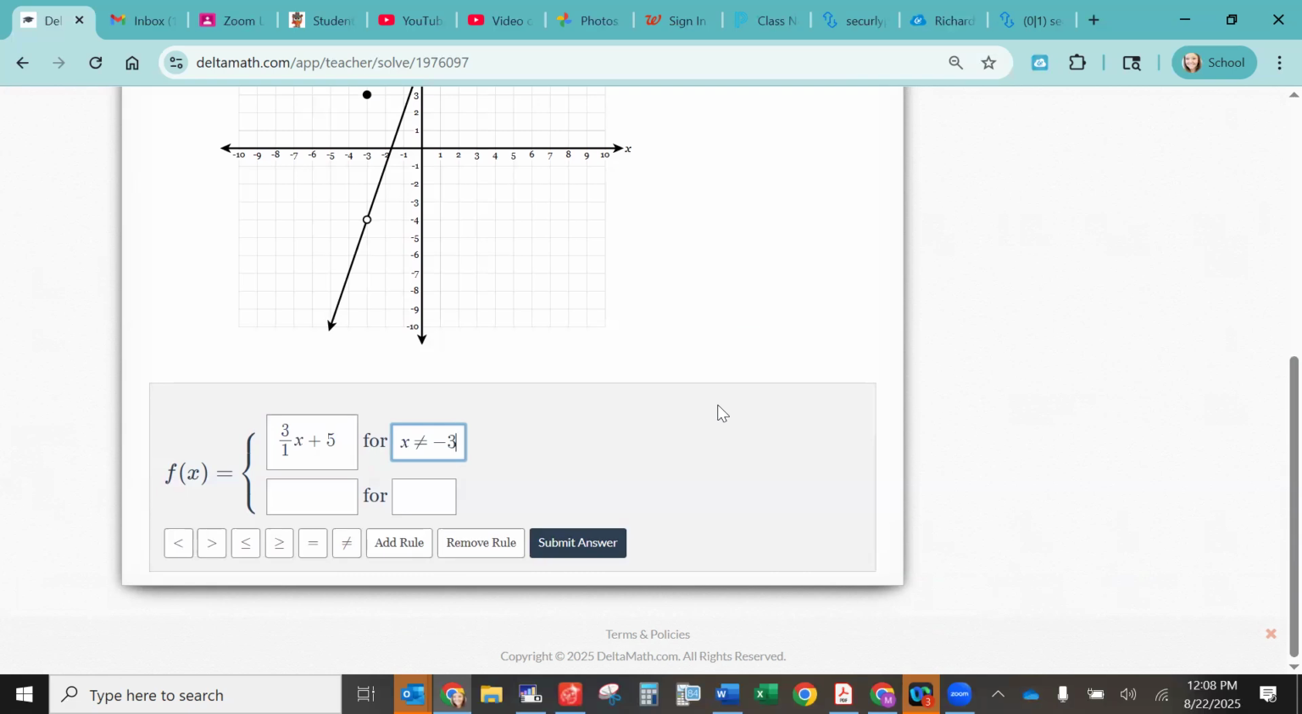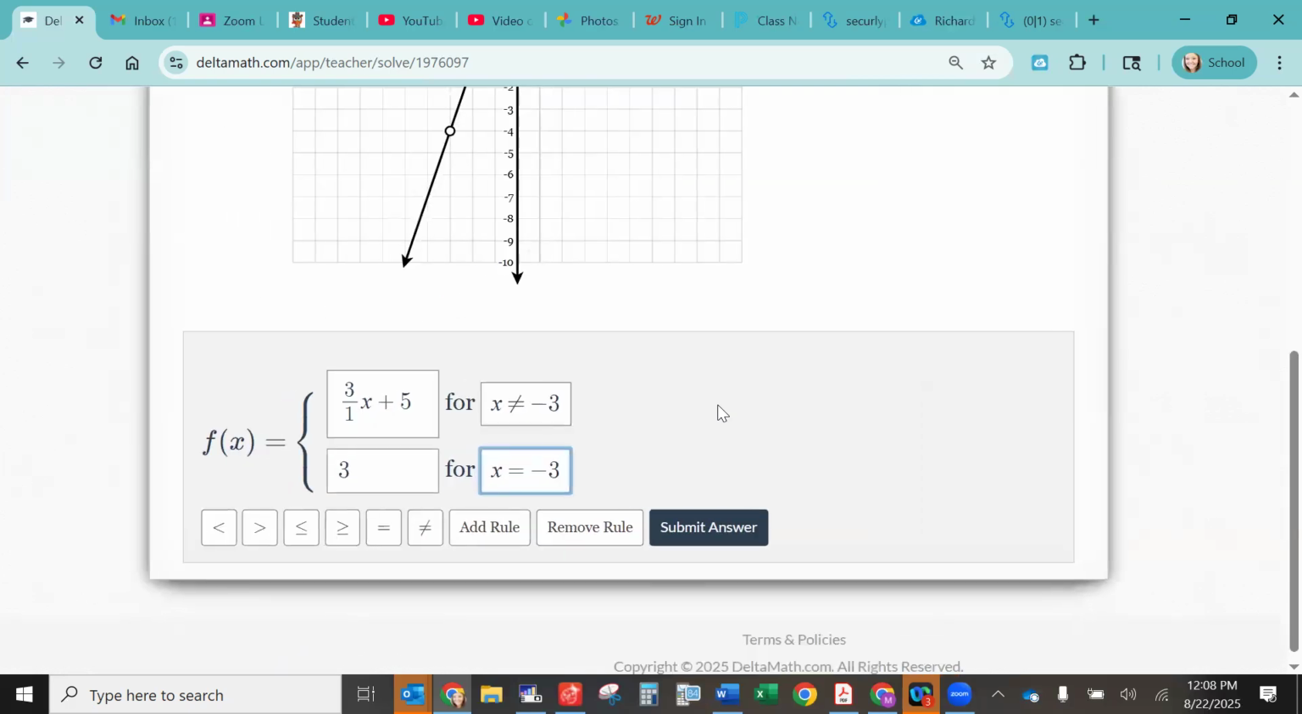All right. Last thing we need to do is map our solo point. When x does equal -3, where is the height of my solo point or my dot? +3. So it should look like that. So this is your line for everywhere else. This is your solo point. Remember, the y value goes in the first part for the step, and the x value or active zone goes in the second part.